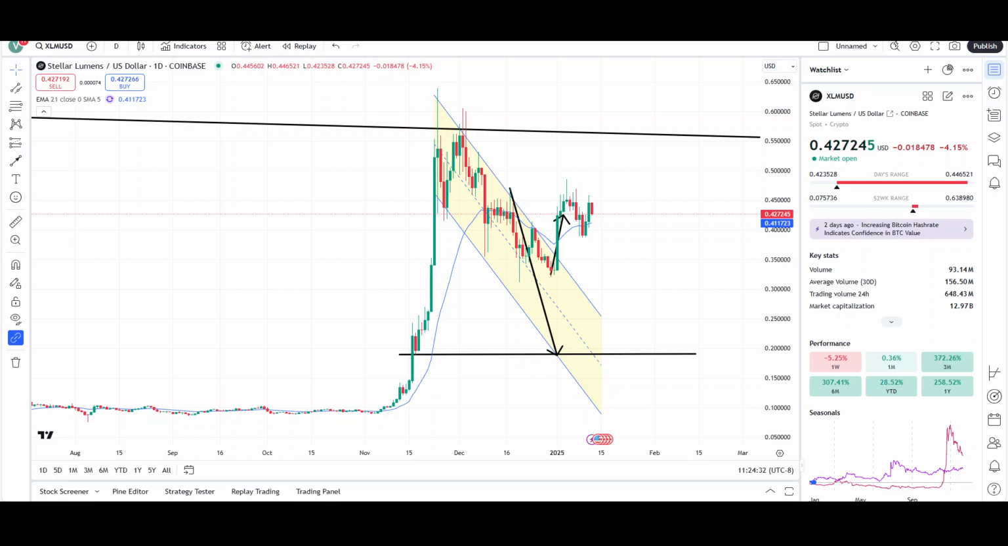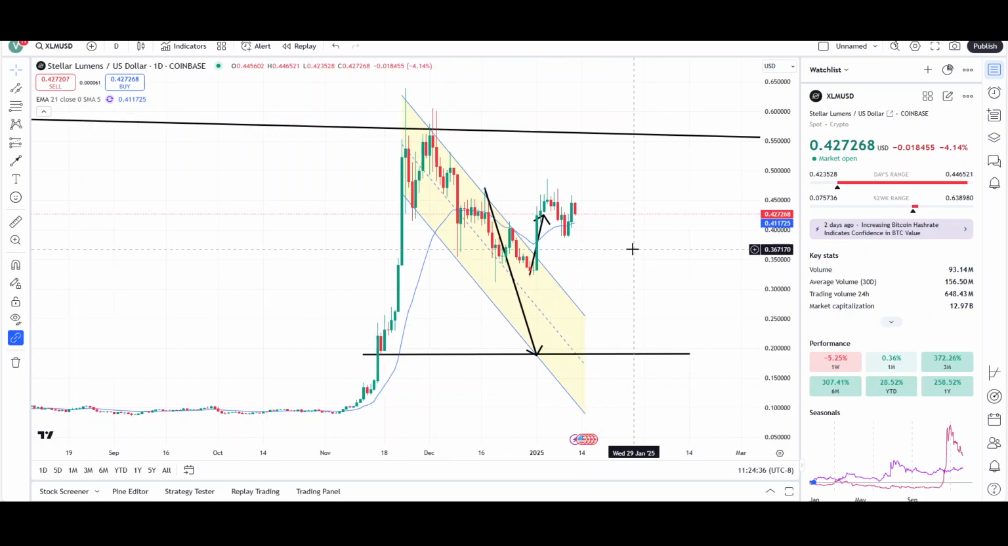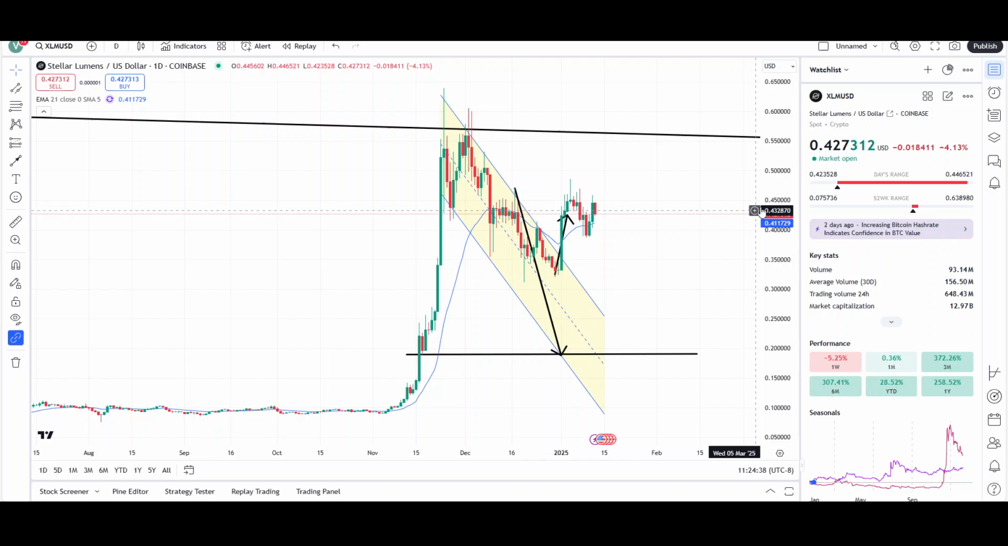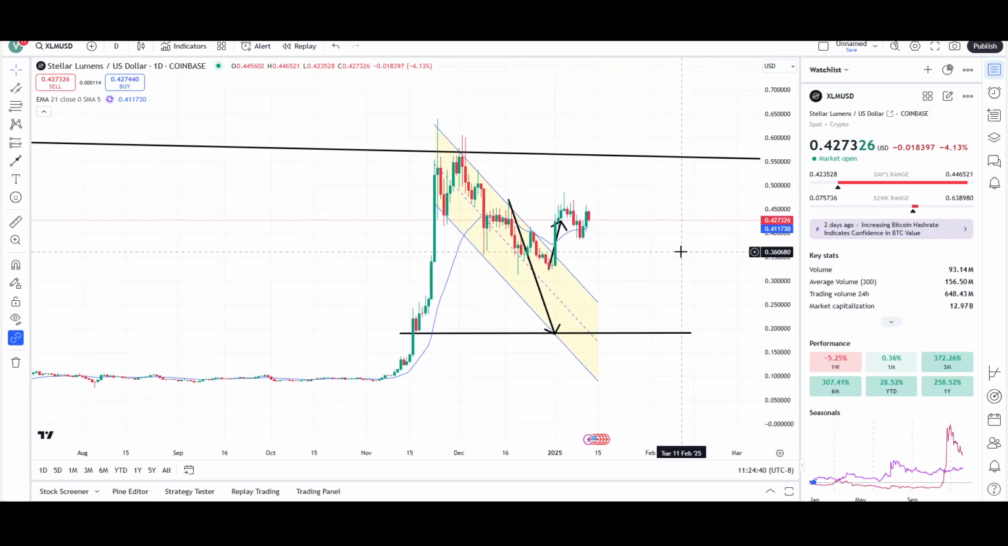So here we have the daily chart for XLM against the US dollar. We will go over the bearish side of the story first, and then we will go over the bullish side of the story. So previously, price was in a downtrend from November 24th up until about the 31st of December. And all of a sudden, January 1st, we saw a nice breakout of this downward pattern.